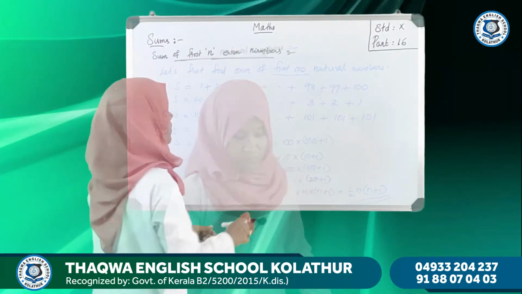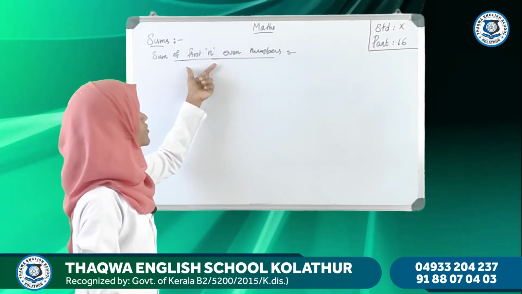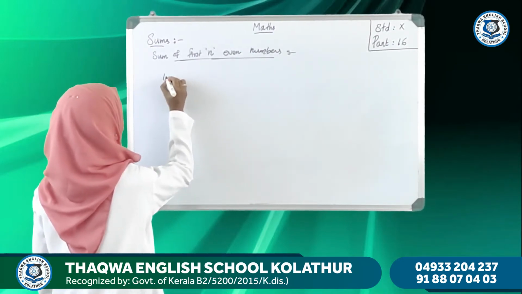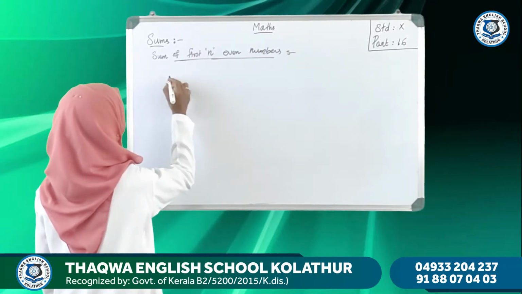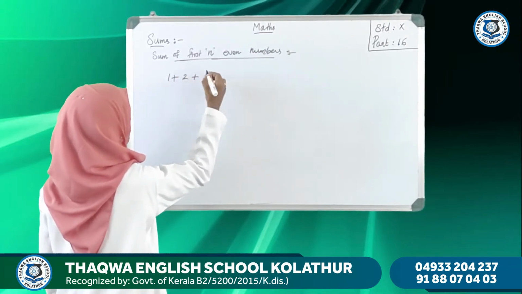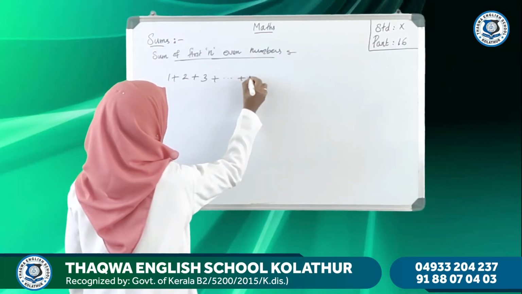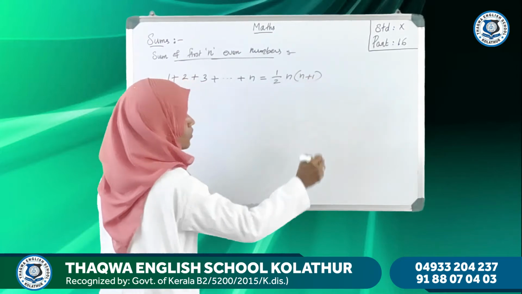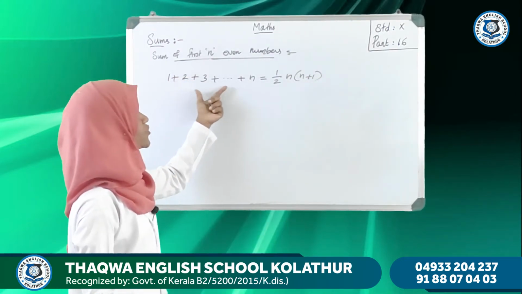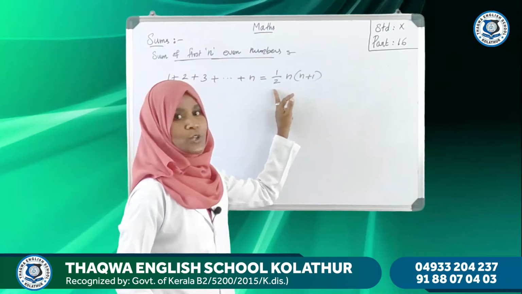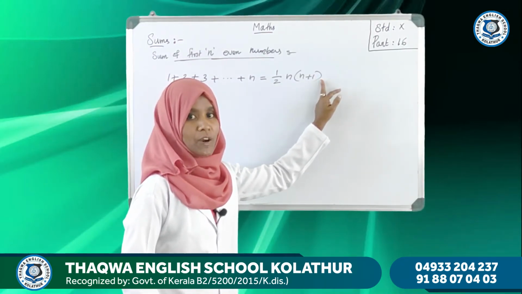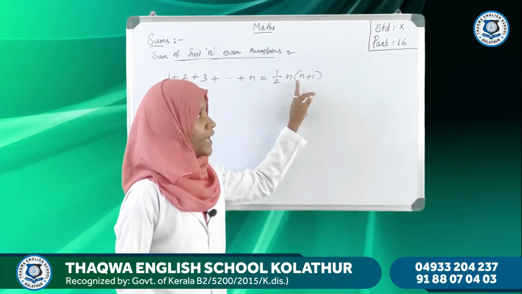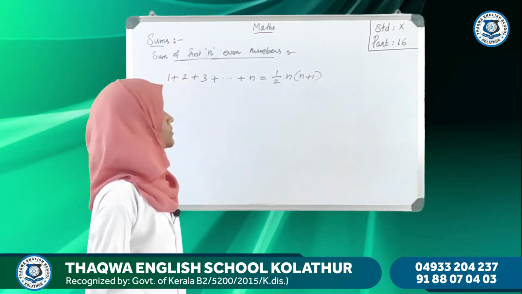Next, the sum of the first n even numbers. We have discussed 1 plus 2 plus 3 and so on, plus n, is half n into n plus 1. That is, the sum of the first n natural numbers is half into n into n plus 1, half the product of the last number and the next natural number.